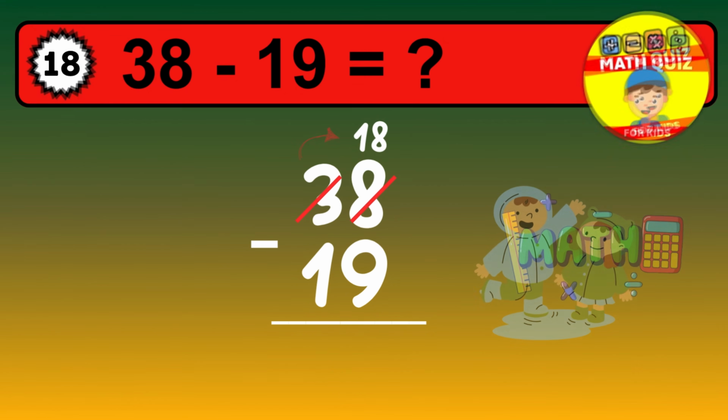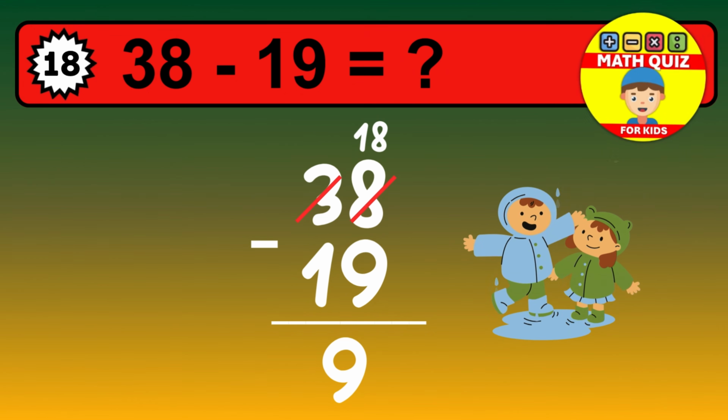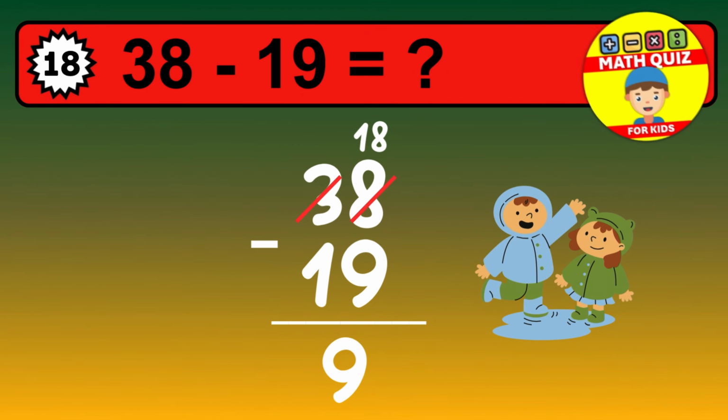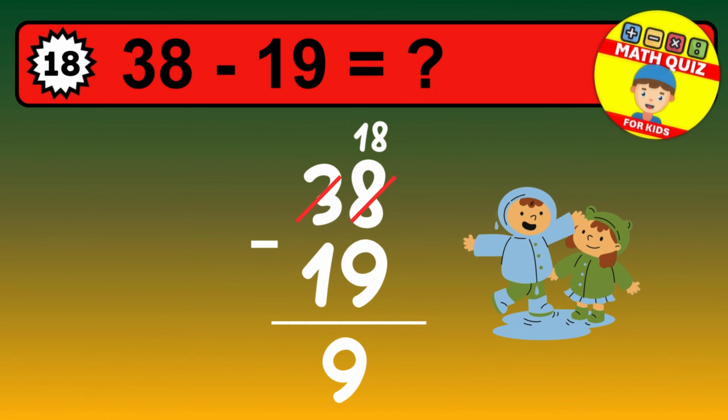Now we subtract. 18 minus 9 is 9. Then we go to the tens. 2 minus 1 is 1. The final answer is 19.